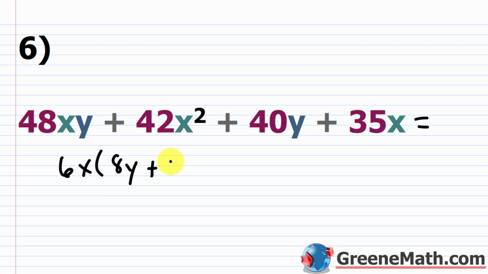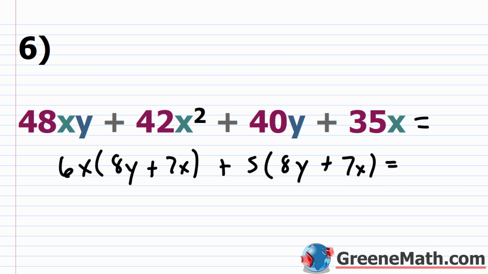And then plus, you would have 7x. And then from here, it looks like I can pull out a 5. So let me put that there. Inside, I would have my 8y plus I would have my 7x. So you have your common binomial factor of 8y plus 7x, like this. Go ahead and pull that out. So you're going to have your 8y plus your 7x, that quantity, times the quantity 6x plus 5.